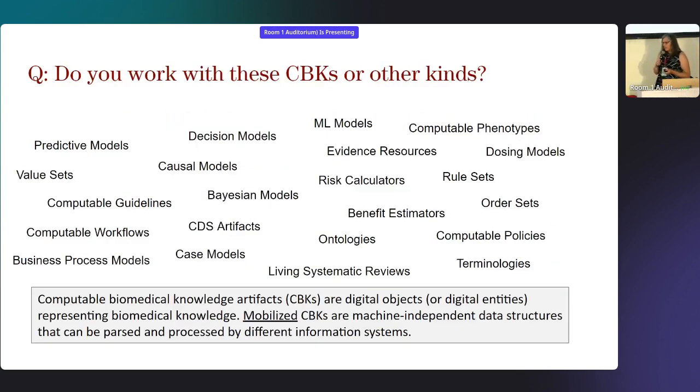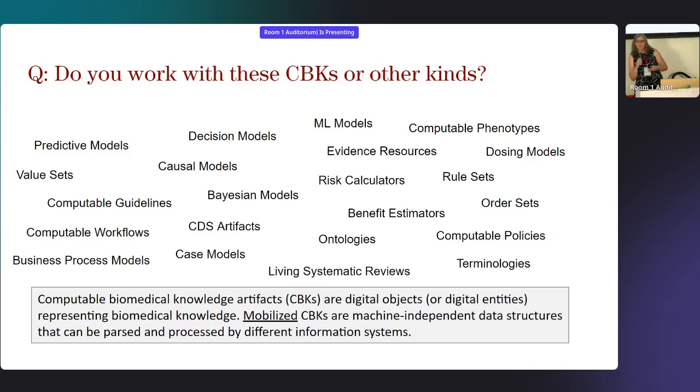So the first thing that we did was look at a lot of different things around what kind of CBK we are working with here. So these are some of the different things. I particularly like the ontologies, and sometimes I like terminologies. A lot of the people in the group like Bayesian models too. A lot of people in the group work a lot with computable phenotypes or rule sets, and so forth. And I know a lot of people who like computable workflows.